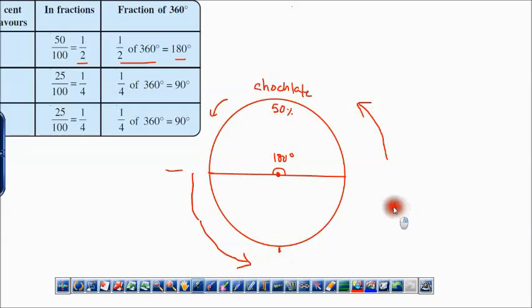Remove the protractor. Join the center. This is 90. Remaining 90. This is vanilla. This is others. This is 25%. This is 25%. Your pie chart is ready.